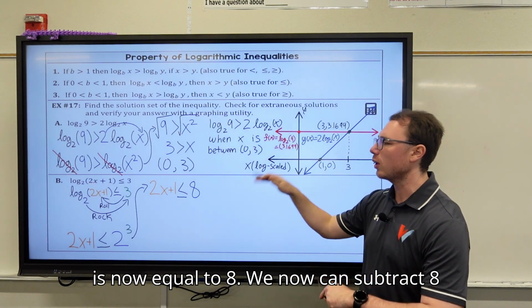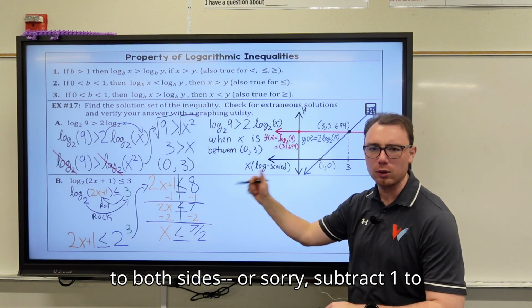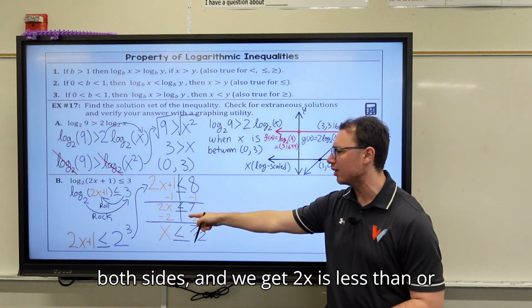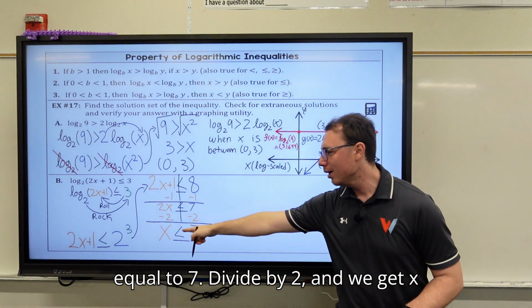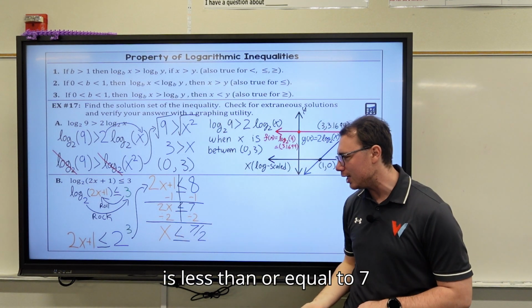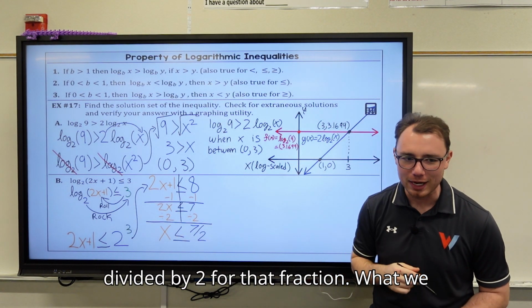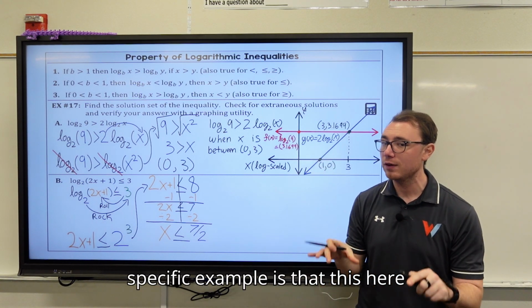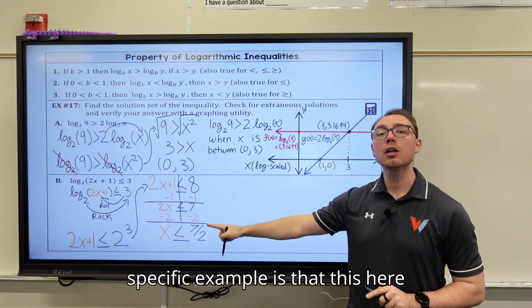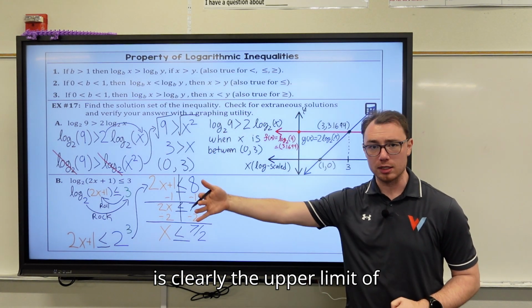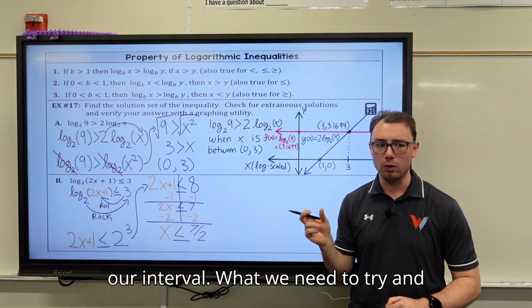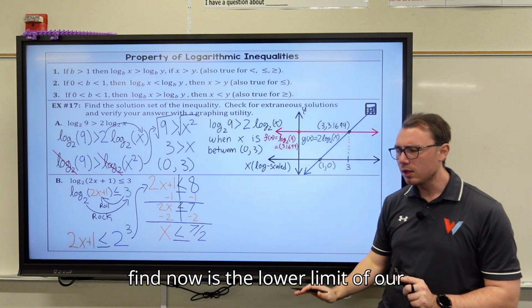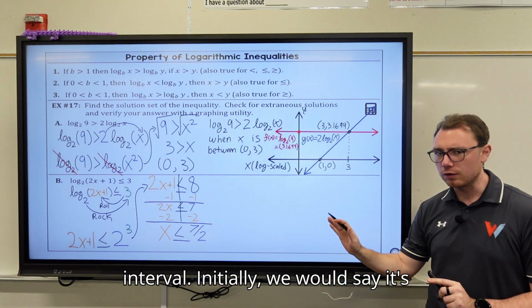We now can subtract 1 from both sides, and we get 2x is less than or equal to 7. Divide by 2, and we get x is less than or equal to 7 divided by 2 for that fraction. What we want to highlight in this specific example is that this here is clearly the upper limit of our interval.